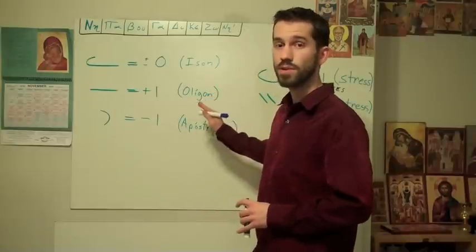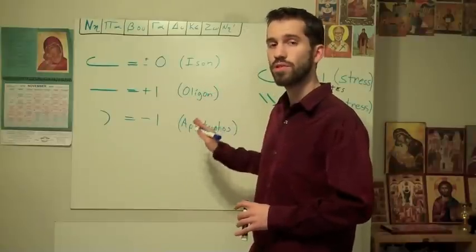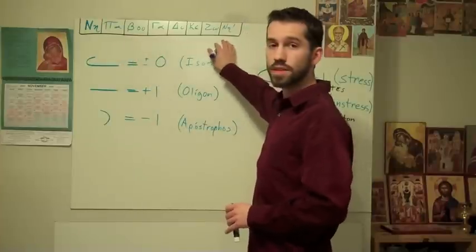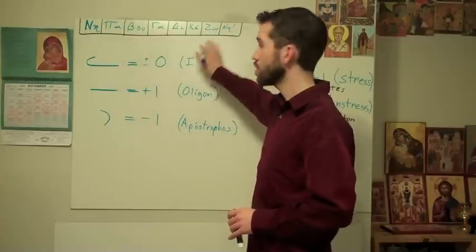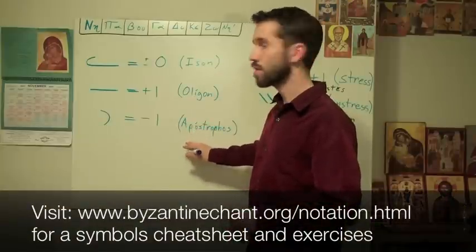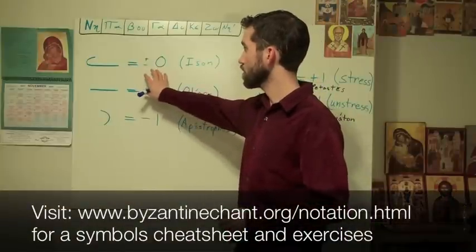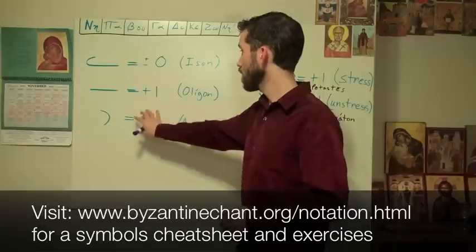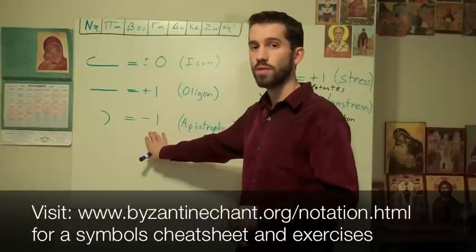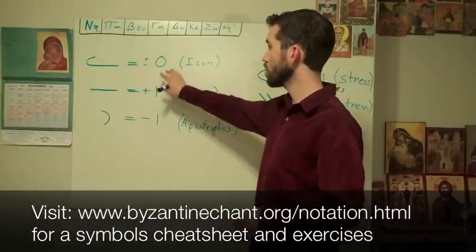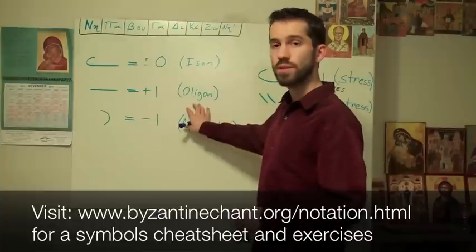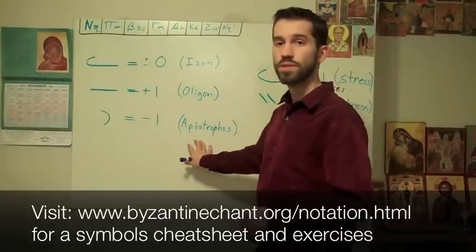Now, in these lines of music, there's different notation, and here we'll go through just some basics. I've written the ni pa vu ga di ke zo ni scale up here for when we get through a few exercises. But first, there's 3 symbols that we must be familiar with. First, we have a symbol that means stay the same from the previous note, a symbol that means go up 1 from the previous note, and a symbol that means go down 1 from the previous note. The first symbol is called the ison. The next one, oligon, and the apostrophos.